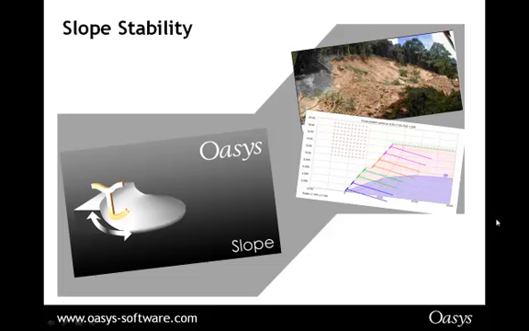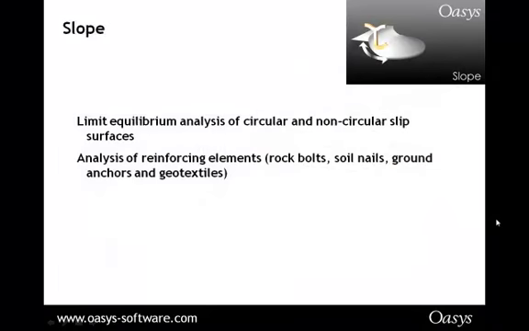For geotechnical slope stability analysis, our program is Oasys Slope. Oasys Slope carries out a limit equilibrium analysis of circular and non-circular slip surfaces. It's also able to analyze reinforcing elements such as rock bolts, soil nails, and ground anchors. And this is according to British standards, for example.